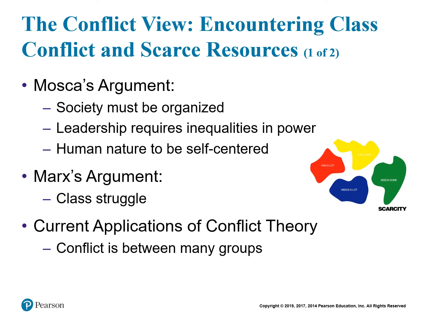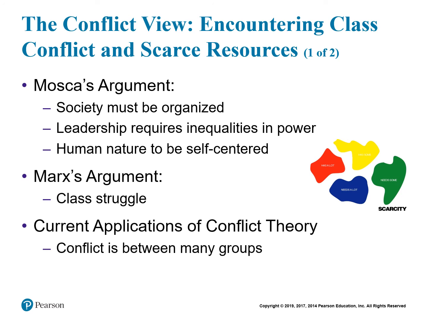We have the conflict perspective, where class conflict and scarce resources are important. Conflict theorists stress that conflict, not function, is the basis for social stratification. And there are three views in this perspective: we've got Mosca, Marx, and then the more current applications. Every society has only limited resources to go around, and in every society, groups struggle with one another for those resources. So first, Italian sociologist Gaetano Mosca argued that it is inevitable that society will be stratified by power.